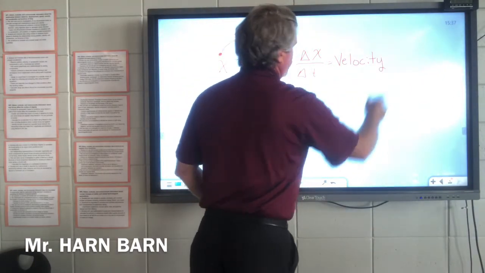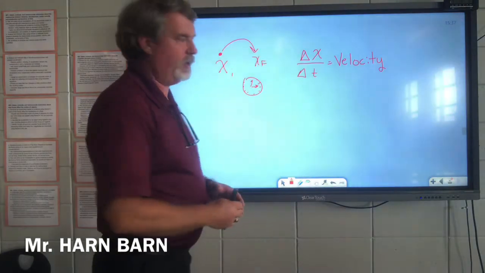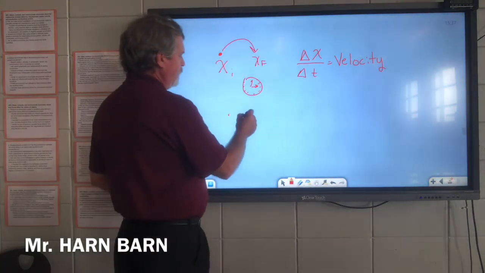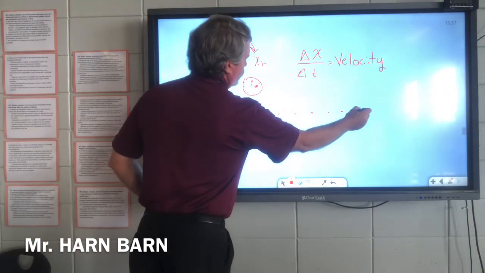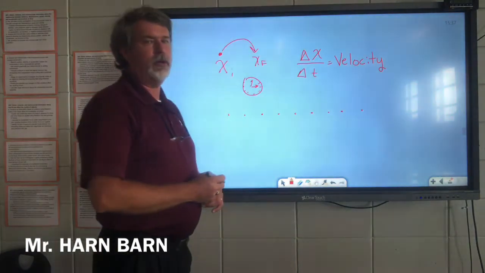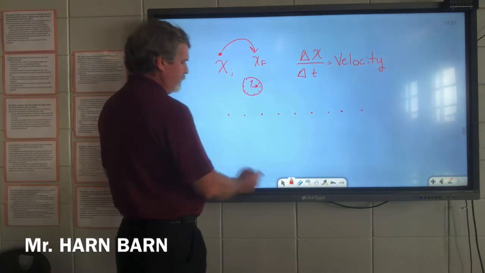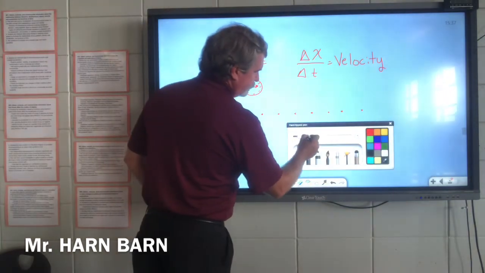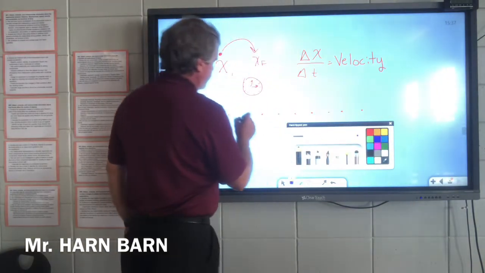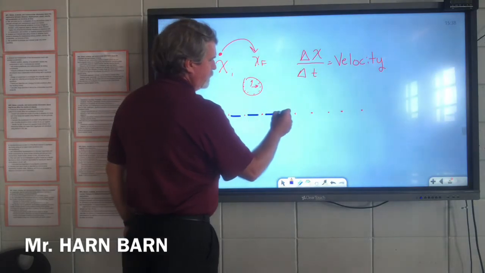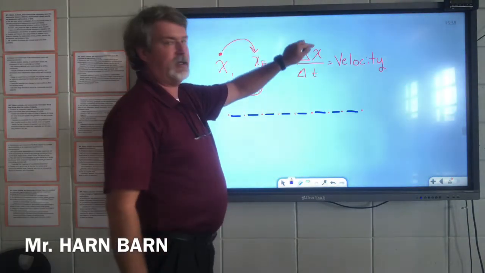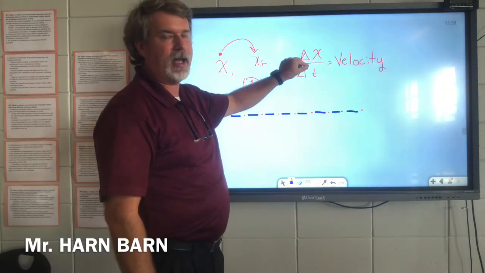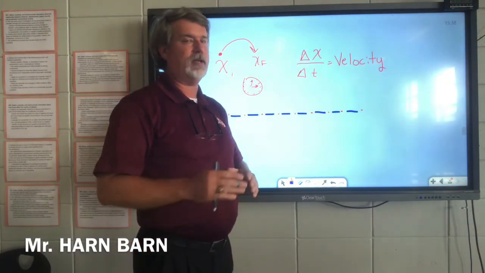Okay? So we start off with our basic system here, and we start off with an object that is moving the same distance in the same amount of time. So if we use these dots to represent our motion, we can see that the distance between each dot is approximately the same every time. So what does that mean? If you're traveling the same distance in the same amount of time, then you have the same velocity.